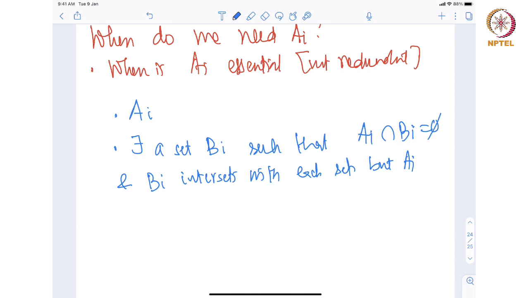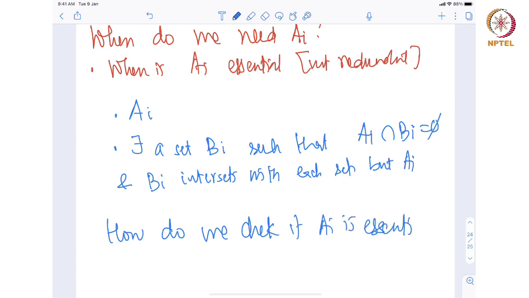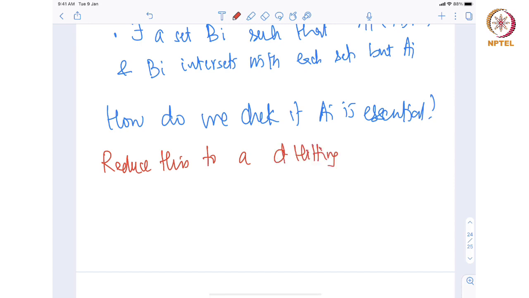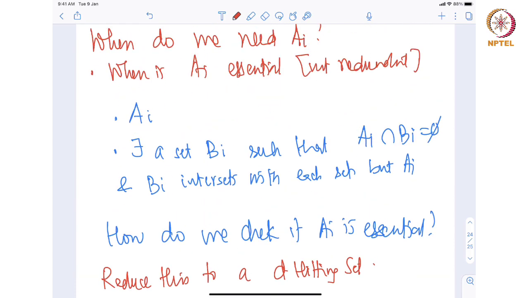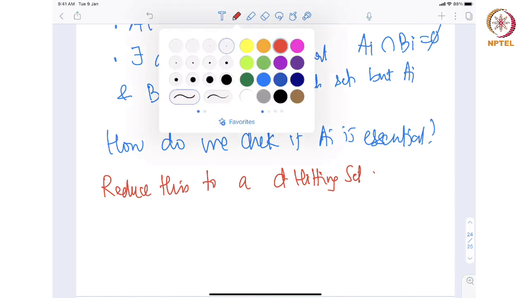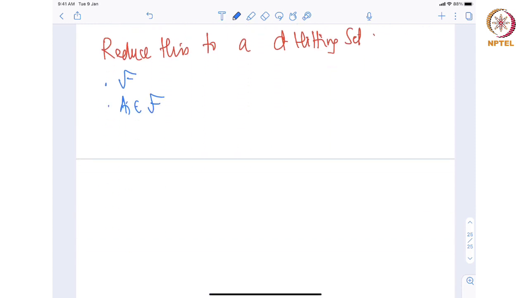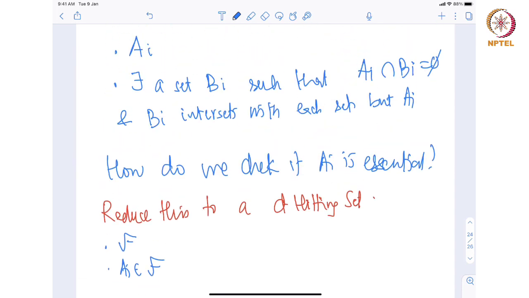So this is our computation. How do we check if AI is essential? What we are going to do is reduce this to a hitting set problem. You are given a particular family F, and AI is in F. Now what is the meaning of AI being essential? There exists a Bi such that AI intersection Bi is phi and Bi intersects with each set but AI.